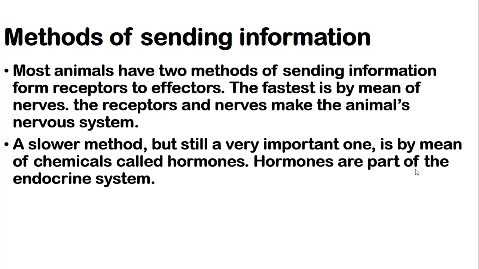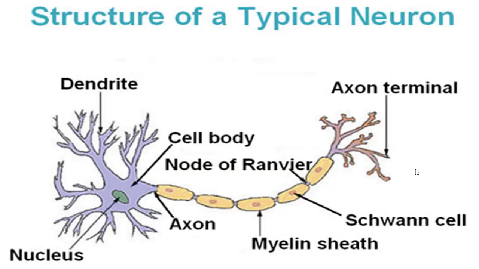Now I would like to explain the structure of a typical neuron. The neuron you are going to observe is the motor neuron. This neuron sends information from the central nervous system to the effector, a particular muscle or a gland. Now look at this structure.